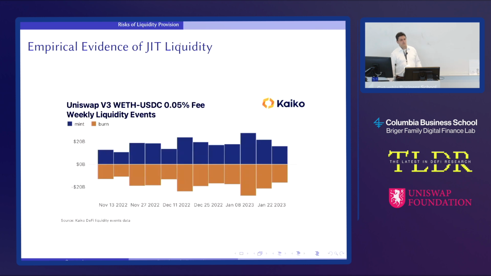And if you want to see it in the data, taking this graph from Kaiko, we see that there have been quite a few attempts at providing just-in-time liquidity. If you want to identify it in the data, you see a mint and a burn which are more or less of the same size. This corresponds to a just-in-time liquidity trade.